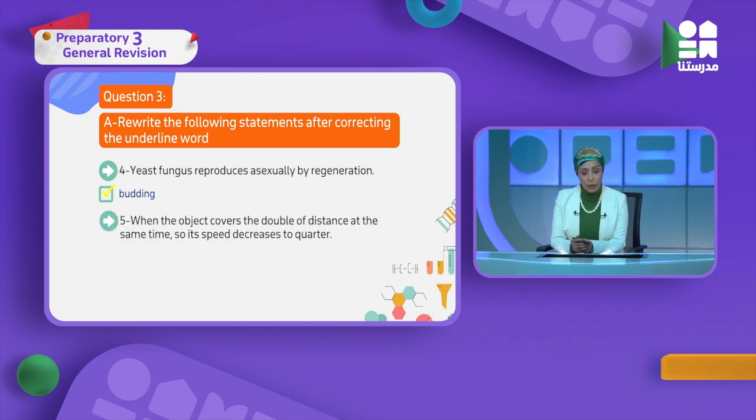Next question. When the object covers double the distance in the same time, its speed decreases to a quarter. It means I'm moving at some speed, then I double the distance. I cover a certain distance, so I double the distance in the same time. If I calculate the speed, of course it's not decreased, it's increasing. By what amount? When I double the distance, the correction is that it increases to double.